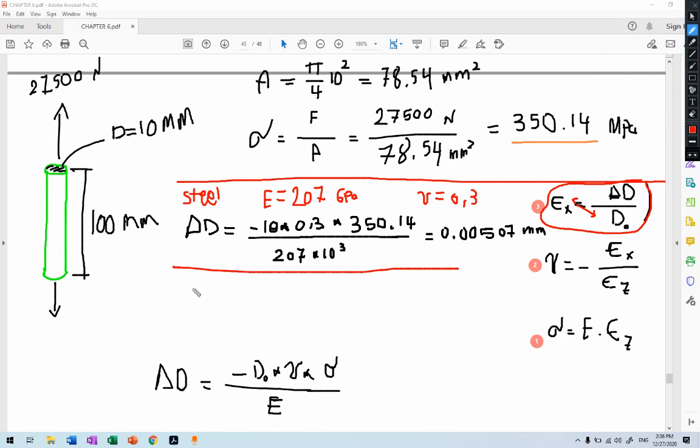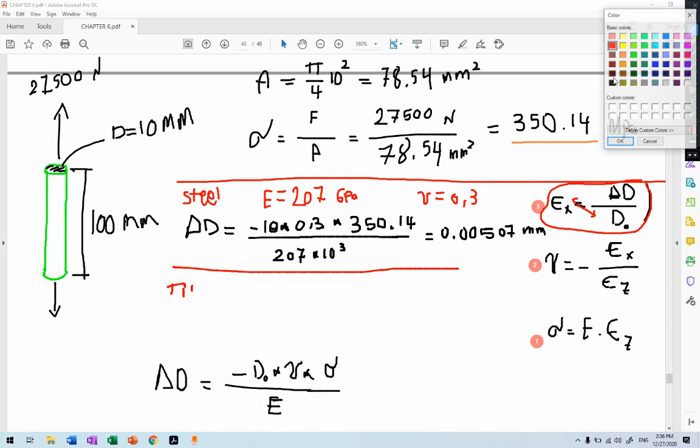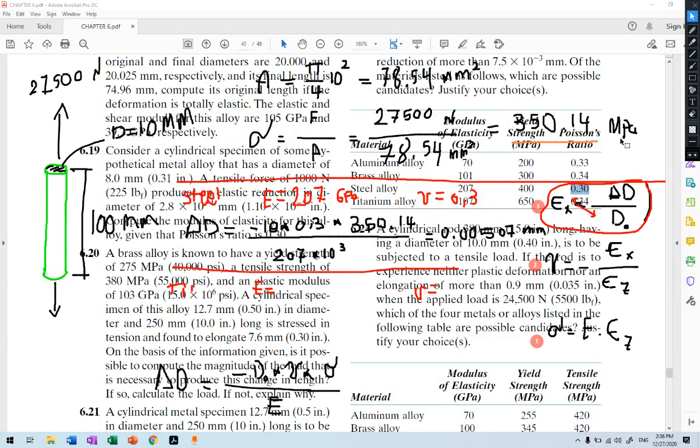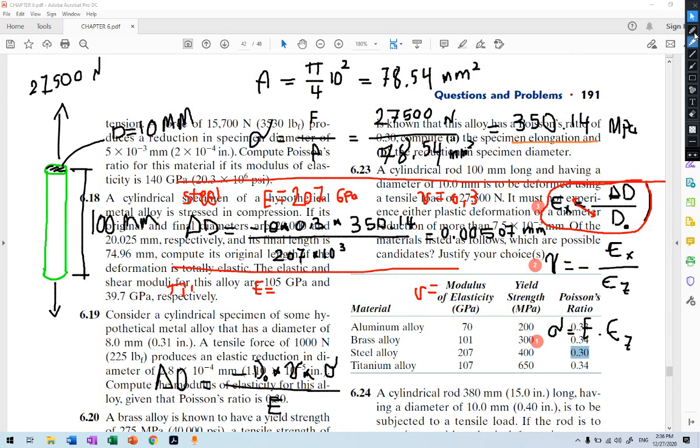So if I do for titanium the same way, since I have the equation, for titanium delta D, I'm just going to bring the information that we had, the modulus of elasticity and the Poisson ratio, and we're going to calculate, then we will discuss to see what will happen. According to the table, the modulus of elasticity will be 107 gigapascal, and the Poisson's ratio is 0.34.